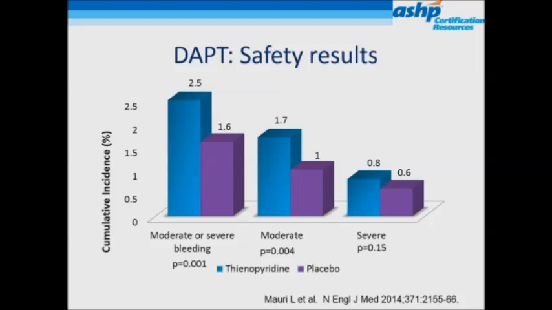So now we're left with this, yet again, a double-edged sword. Yeah, there's a benefit in MI. Yeah, there's a benefit in stent thrombosis. There's a benefit overall, but there's the price to pay. So how do I pick, right? How do I know who can continue versus who can't?